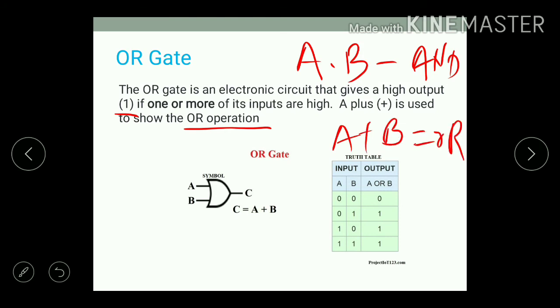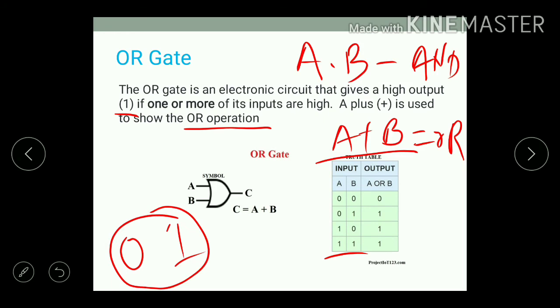Here we consider the operation plus. But if you say that 1 plus 1 is 2, that is not possible, because here we have to use only binary numbers, that is 0 and 1. So the output is only in the format of 0 and 1.